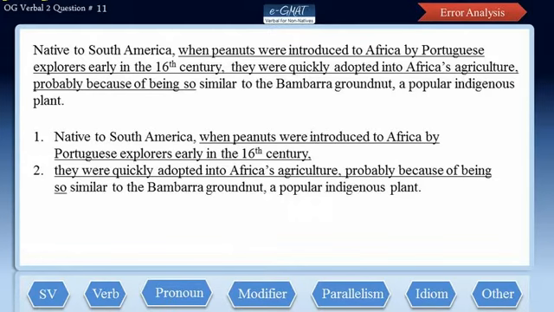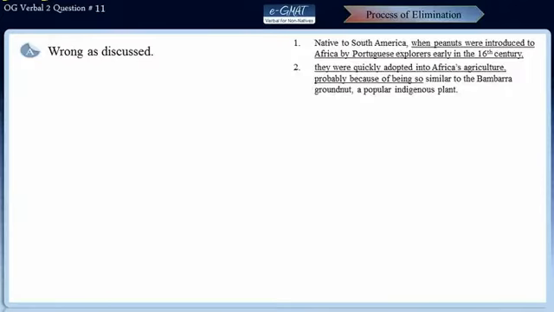Now, in clause 1, the opening modifier native to South America talks about peanuts. So what should follow this modifier is this noun peanuts. But we see that when comes after this modifier. So we need to get rid of this when to place this modifier close to this noun to effectively communicate the meaning of the sentence. So this sentence certainly has a modifier error. Now after going through the underlined portion of the sentence, we do not find any more mistakes. So let us move on to the POE and see what's the correct answer.